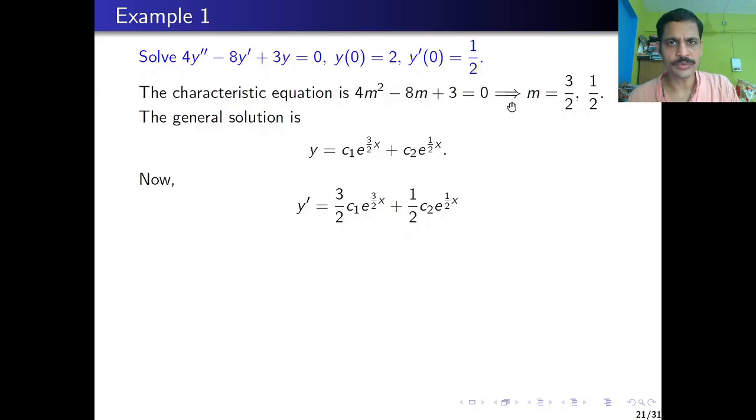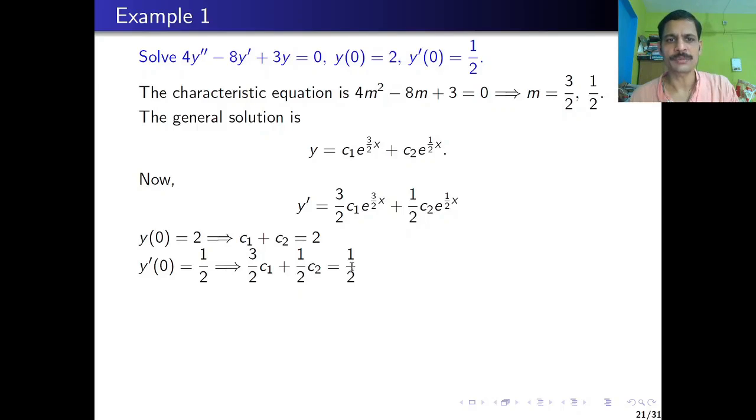Now we want to use the initial condition also on this and determine this c1 and c2. So we differentiate this solution of the given differential equation. When we differentiate, this 3 by 2 comes in the front. So y dash is equal to 3 by 2 c1 e raised to 3 by 2 x plus this half comes in the front. So you get half c2 e raised to half x.